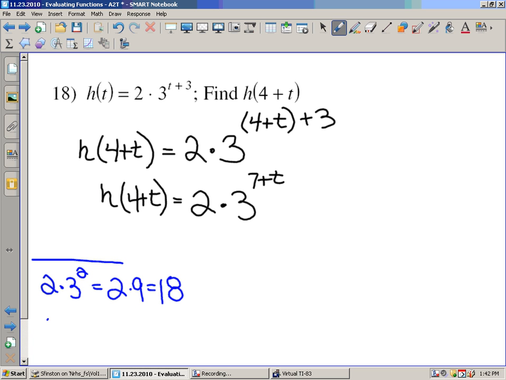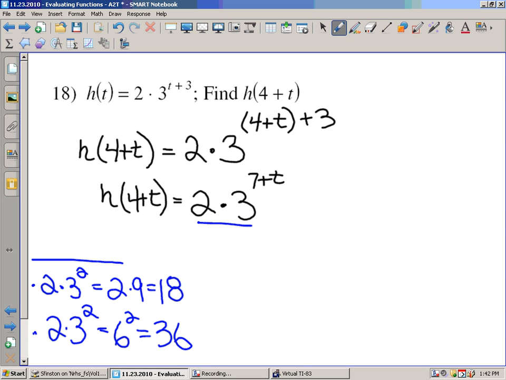Now, let's think of another problem. The same problem, except we're going to try what we're thinking about doing, right? Some people want to say that's 2 times 3. And so you'd get 6 squared. What's 6 squared? 36.